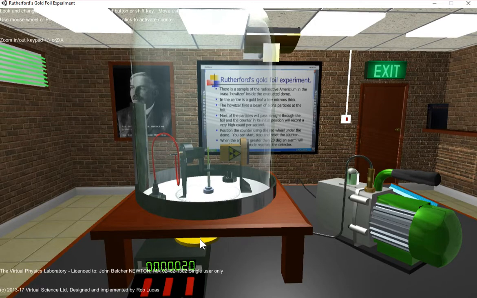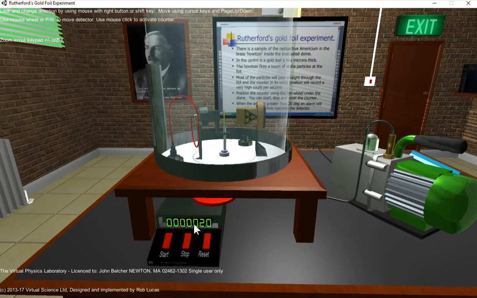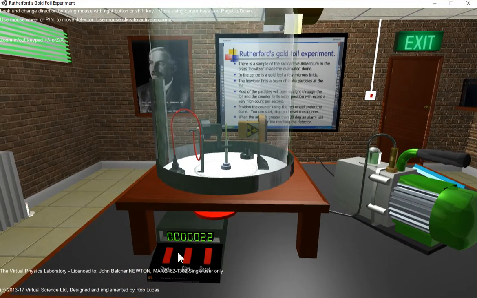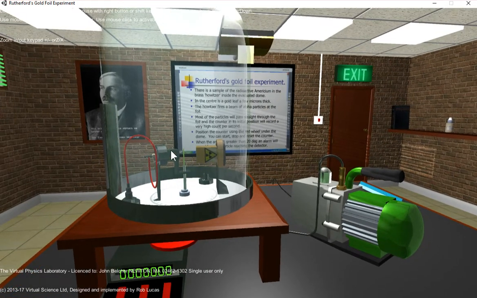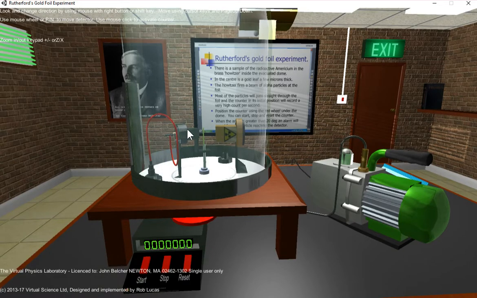The detector can be moved by using the mouse scroll wheel over the wheel here. This is an electronic counter which we can start, stop and reset. Enables us to count the number of particles being detected by this detector here.